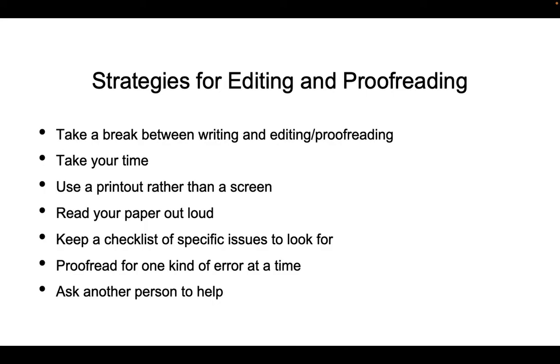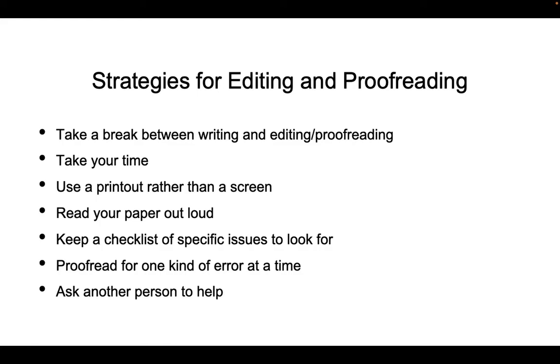Read your paper out loud. You can do this by yourself or with a friend. Sometimes, if you hear the words, you will notice problems that you would not catch just by looking at them. Keep a checklist of specific issues to look for. For example, if you have trouble with articles, such as "the" and "a," put that on the list. Proofread for one kind of error at a time. For example, go through your paper once just to check for missing articles, and then go through it again to look for punctuation errors, and so on.